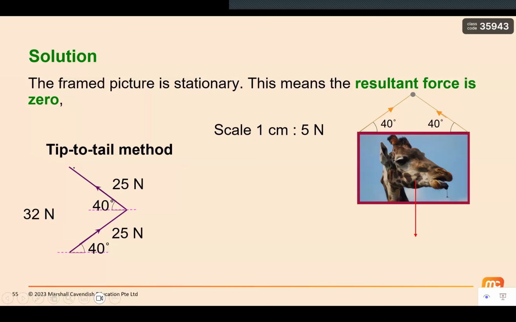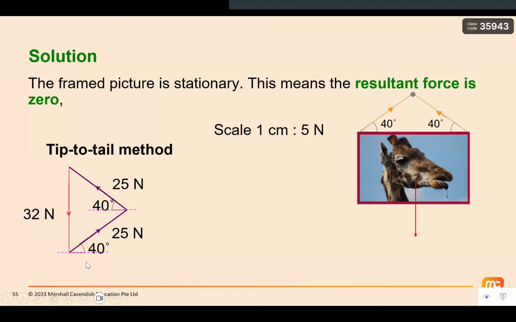And after these 2 forces, I still have one more force downwards, which is the weight. So the weight, okay, will continue after the second force. So the weight will be vertically downwards, and the length of this weight that you get is exactly 32 Newtons. Okay, I will measure this length, and I will get the length times 5 Newtons, I get 32 Newtons. So this red line actually represents the weight.